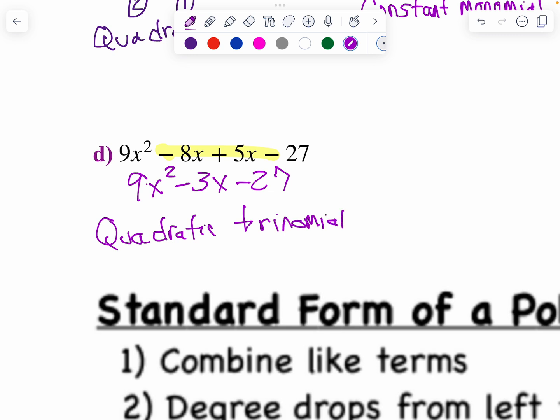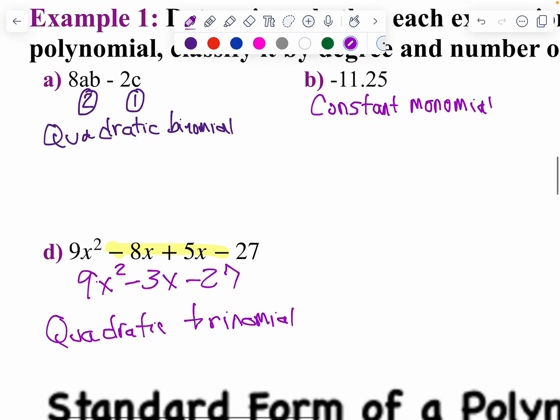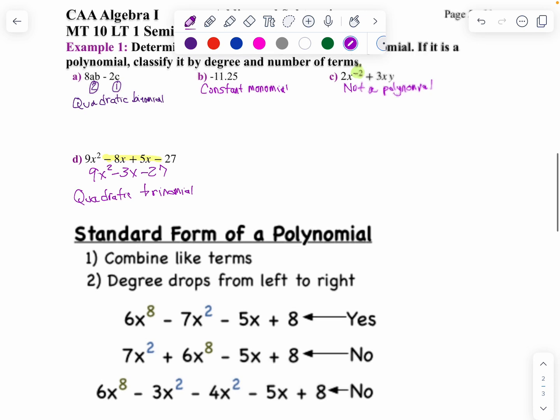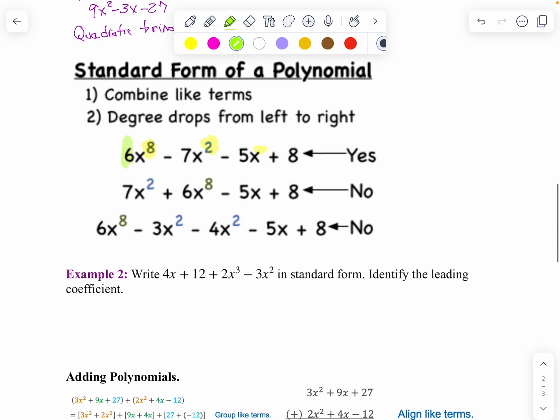Now letter D is written in what we call standard form. Standard form means I'm going to go from my biggest exponent to my smallest exponent. The term in front, the leading coefficient, we want to be able to identify that because when we do things later on, that's going to be important. So I just want to identify that.